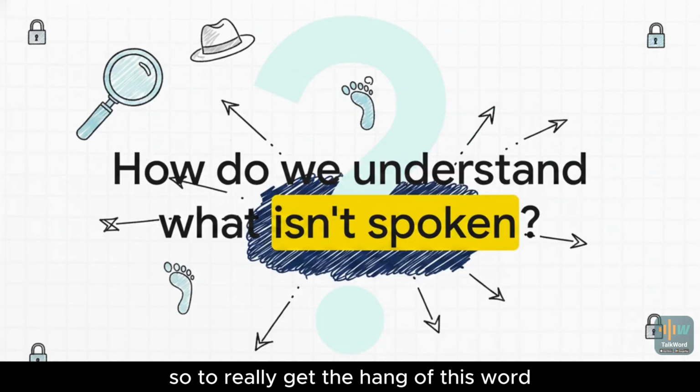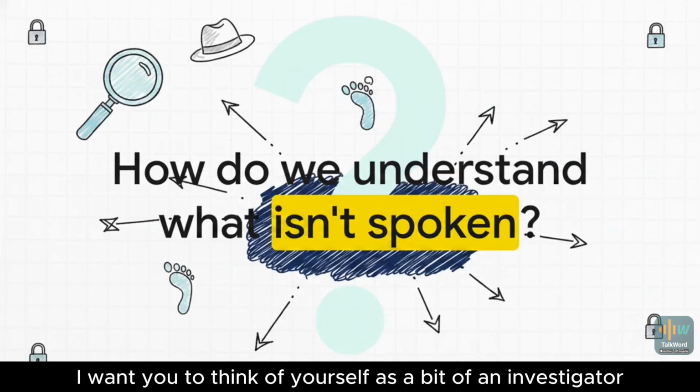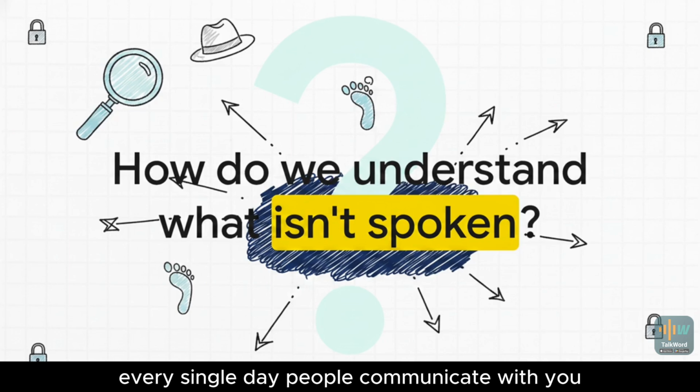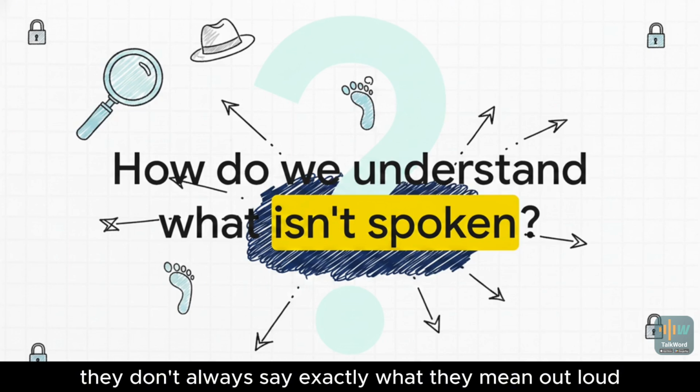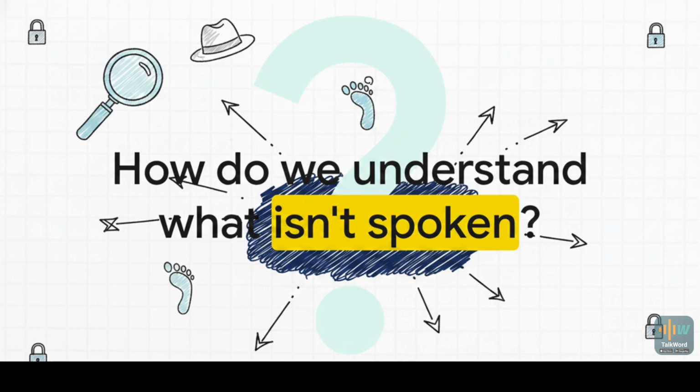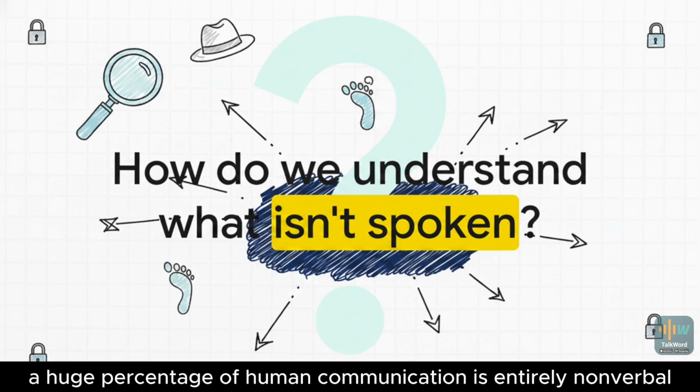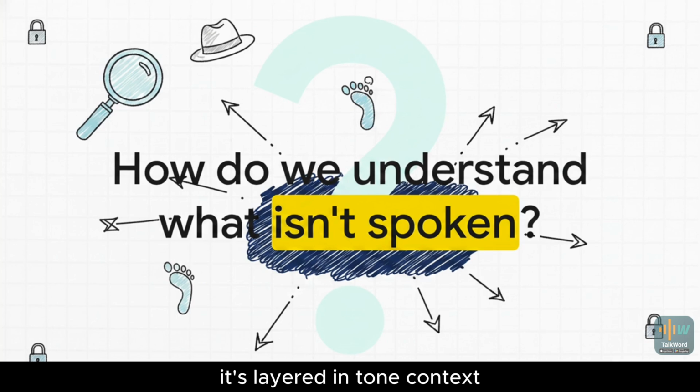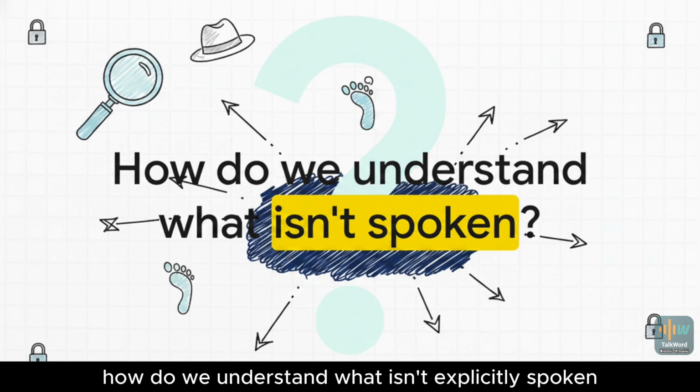So, to really get the hang of this word, I want you to think of yourself as a bit of an investigator. Every single day, people communicate with you. But here's the catch. They don't always say exactly what they mean out loud. Actually, a huge percentage of human communication is entirely nonverbal. It's layered in tone, context, physical cues, the whole shebang. So we have to ask a really vital question. How do we understand what isn't explicitly spoken?